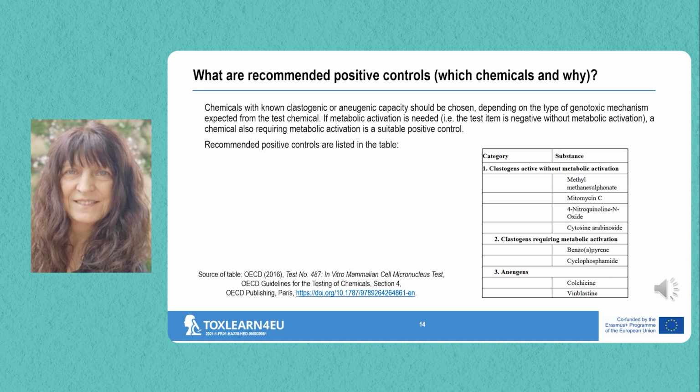Recommended positive controls are listed in the table, and for clastogenic activity without metabolic activation, we have methyl methanesulfonate, mitomycin C, or nitroquinoline N-oxide, or cytosine arabinoside. For clastogens which require metabolic activation, benzo[a]pyrene or cyclophosphamide are usually used. And as a positive control for aneugens, colchicine or vinblastine are good choices.